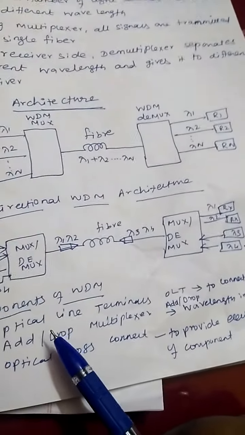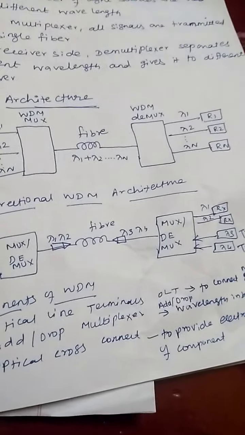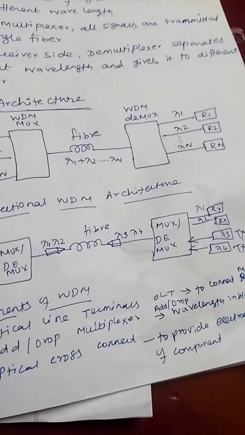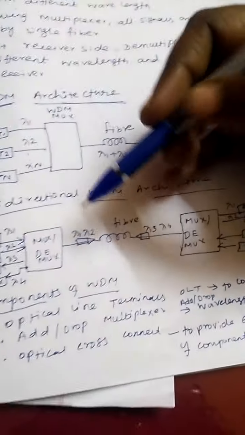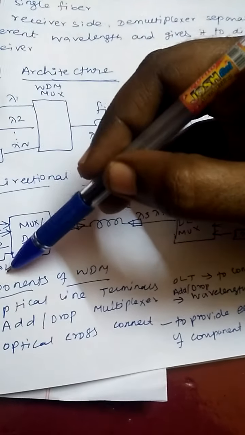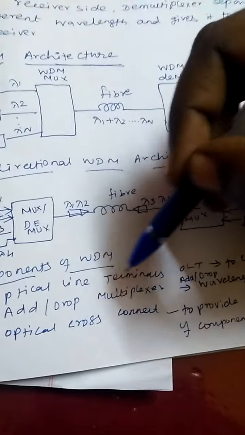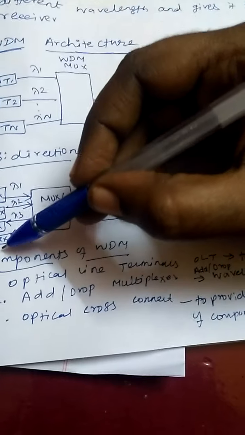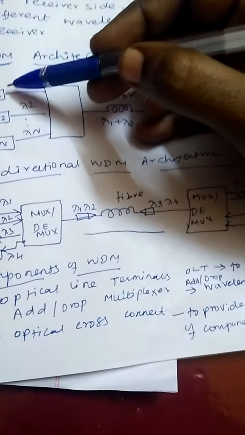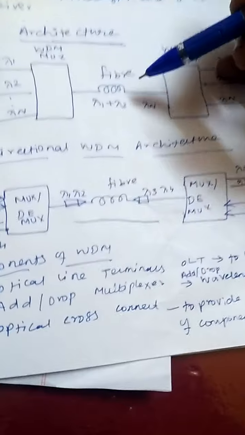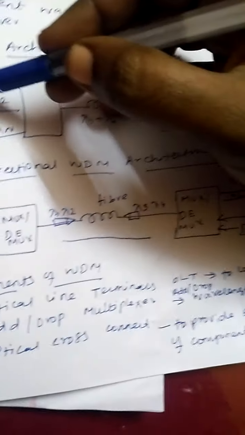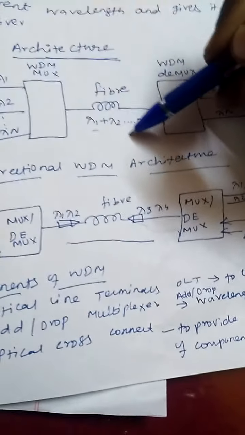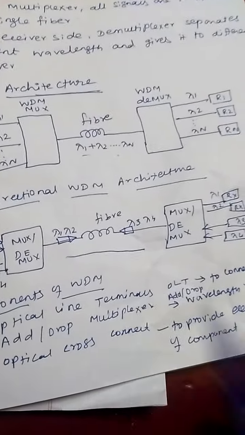The optical line terminal is used to connect multiple terminals to the optical fiber. Using this optical line terminal we can connect multiple terminals, T1, T2, Tn, the n number of terminals, to a single optical fiber. This is the usage of optical line terminals.